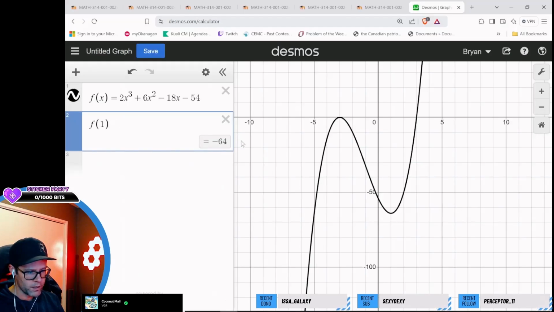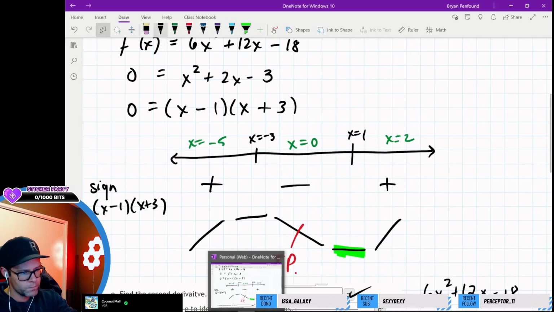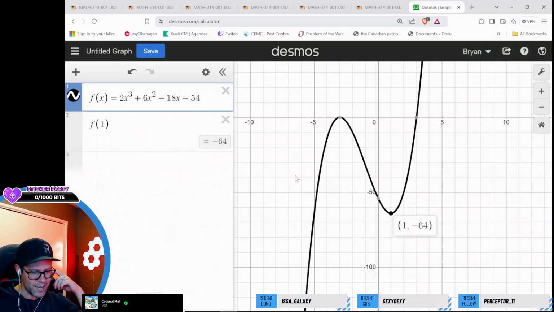So f at 1 is negative 64. That's this one here. And if we look at our first derivative test, we know it's happening down here, so it's got to be at our min. So that's all I'm kind of using here. So identify minimum. The minimum happens at positive 1, negative 64.